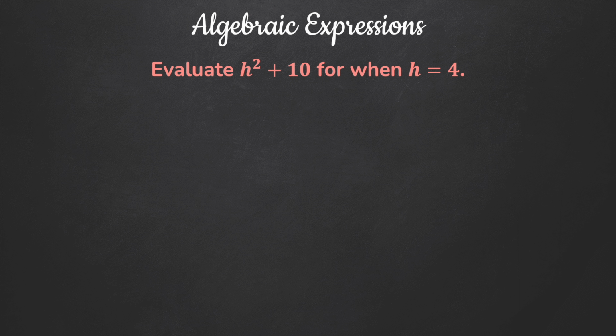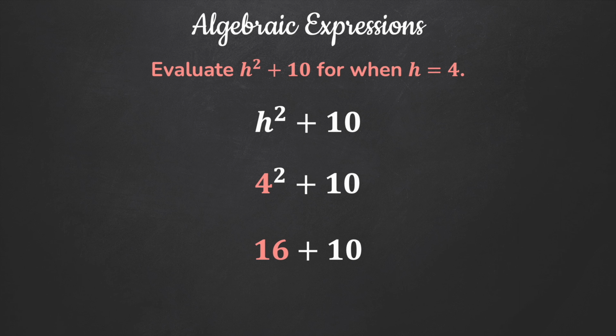Next, we have evaluate h to the power of 2, or we could say h squared, plus 10 for when h is equal to 4. Here we have an exponent, which is repeated multiplication, and we have addition. According to PEMDAS, our order of operations, we are going to do the exponent first and then addition. So 4 squared is equivalent to 16, and 16 plus 10 is equal to 26.